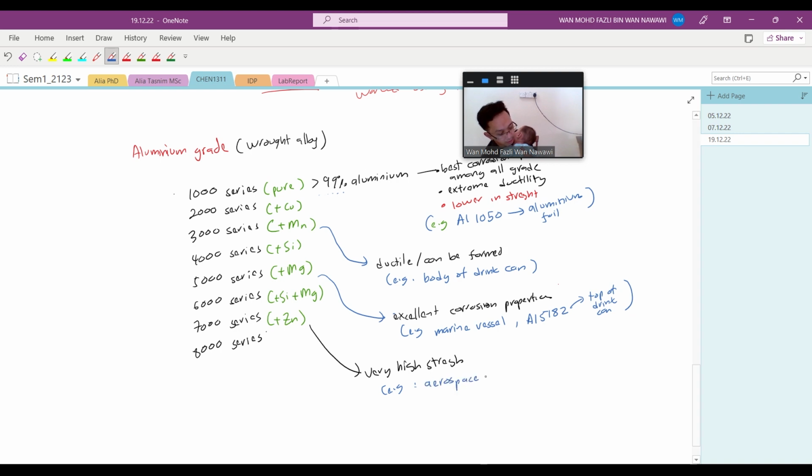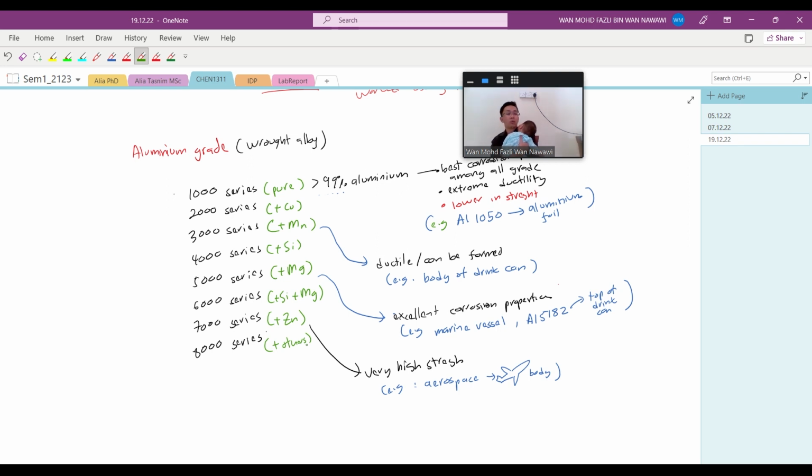Aerospace, the aeroplane body. So you see, the aluminum alloy that makes the aeroplane body is not the same as the aluminum alloy that makes the drink can. For aerospace, which requires very high strength applications, they normally use the 7000 series. And the 8000 series is basically miscellaneous, maybe specialty alloys, whatever.